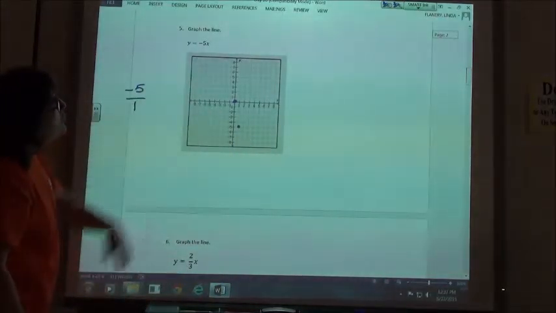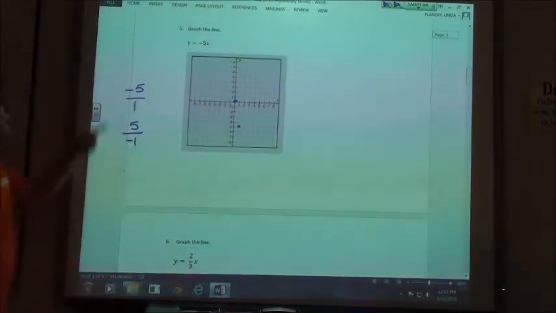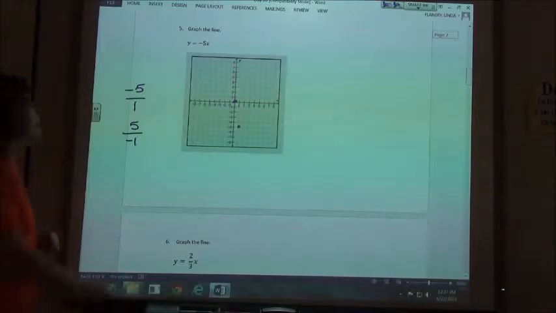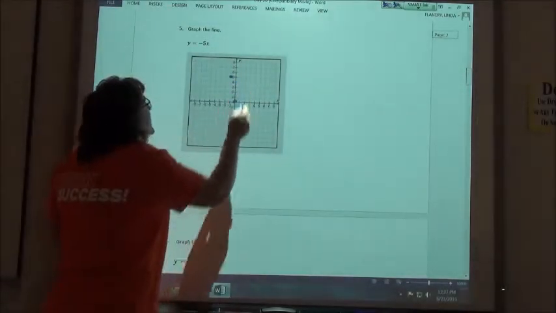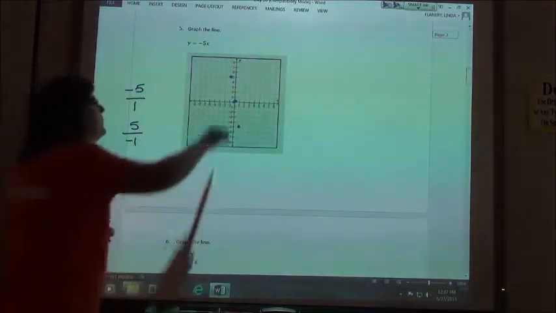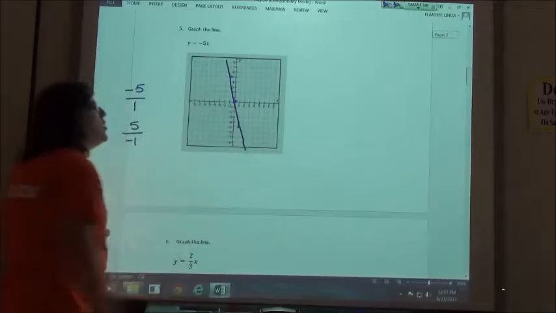You really only need 2 dots to draw a line, but you could go 5 over negative 1, which is the same thing. I just moved my negative. So I could go 1, 2, 3, 4, 5 up and back 1. Technically, you only need 2 points. If you want to do more than 2, you can. And then you're going to connect your dots and draw your line.